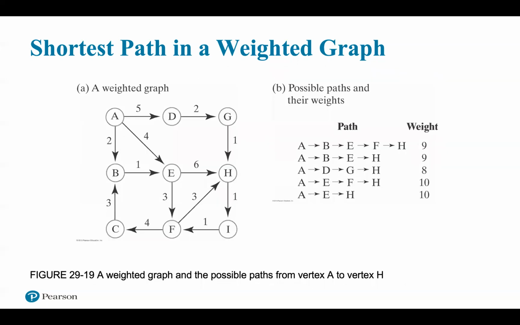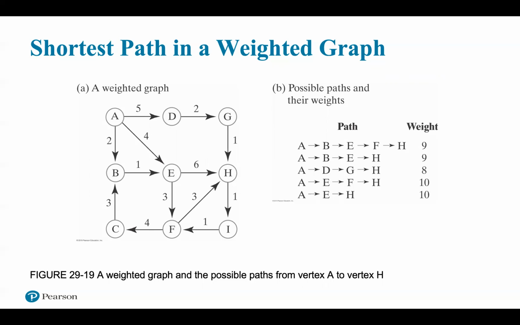So let's talk about the shortest path in a weighted graph. And so via an example, in a weighted graph, the shortest path is not necessarily the one with the fewest edges, rather it is the one with the smallest edge weight sum.